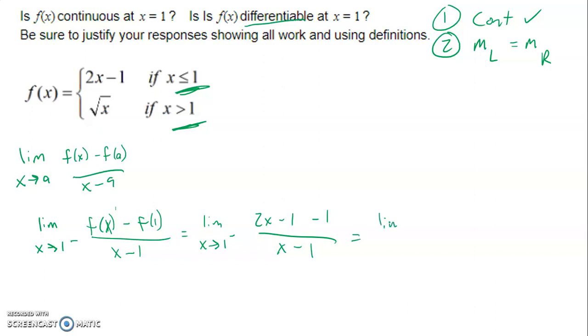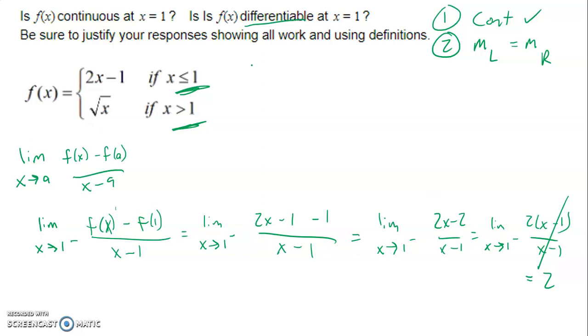So this would be the limit as x approaches 1 from the left of 2x minus 2 over x minus 1, which would be the limit as x approaches 1 from the left of 2 times x minus 1 over x minus 1, which now I can actually plug in 1 after I cancel that factor out because there's nowhere to plug it in anymore, and the answer is 2.